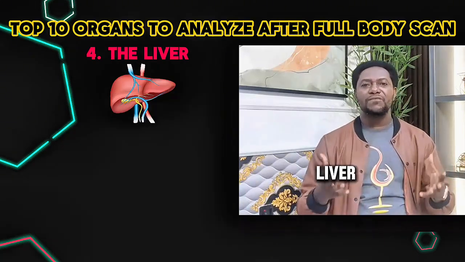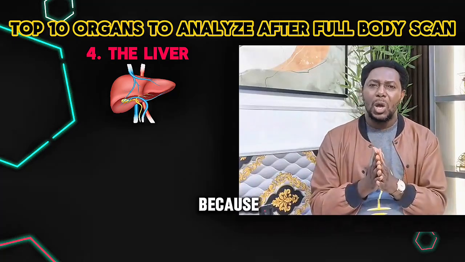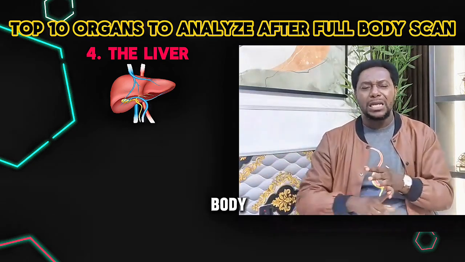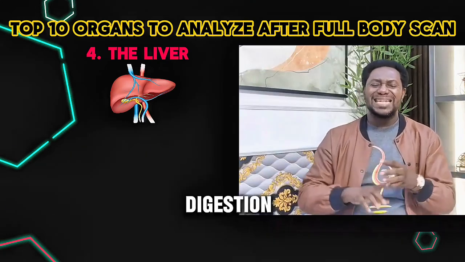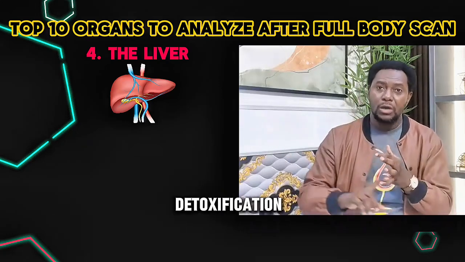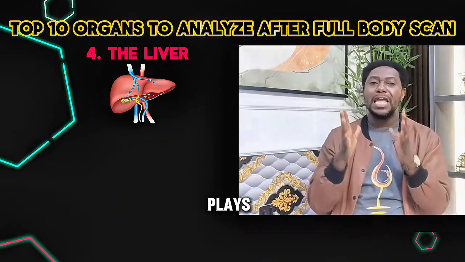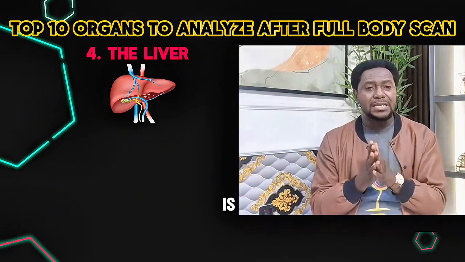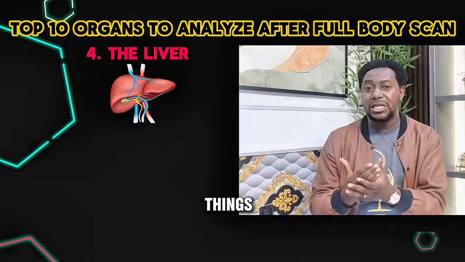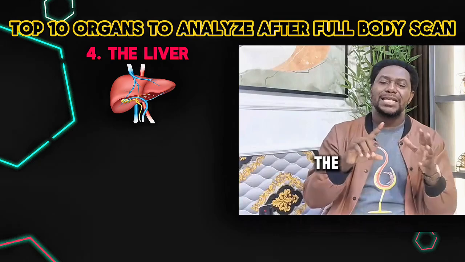Number 4 is the liver. Why should we run tests on the liver? It is because a lot of things have to do with detoxification of our body, metabolism, and digestion. The liver plays an important role when it comes to that. And one funny thing is that the signs of liver damage do not show on time until things have gotten worse. That's why it's important to run certain kinds of tests, like the liver function test.